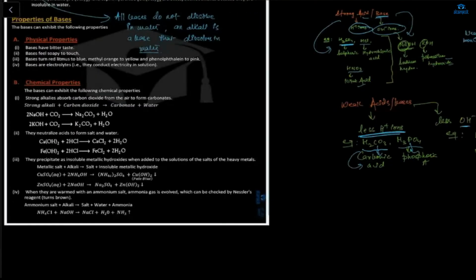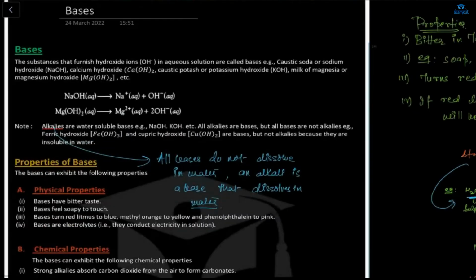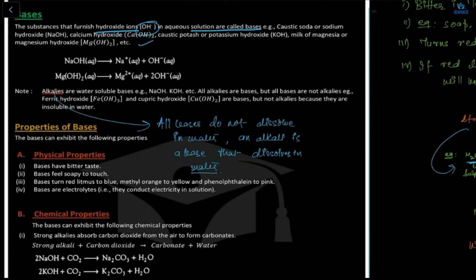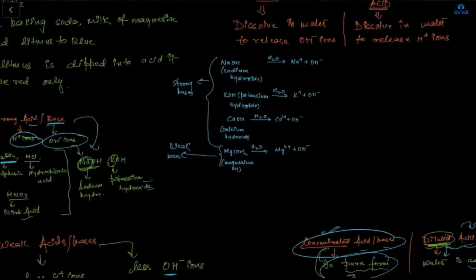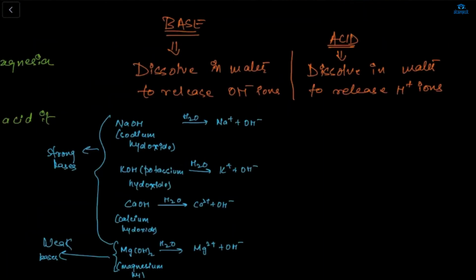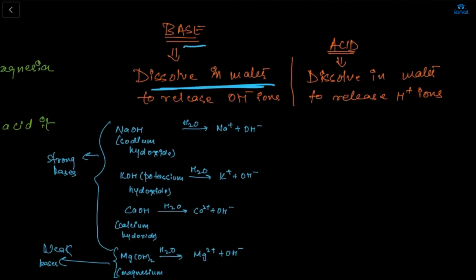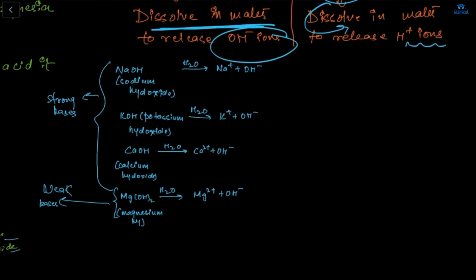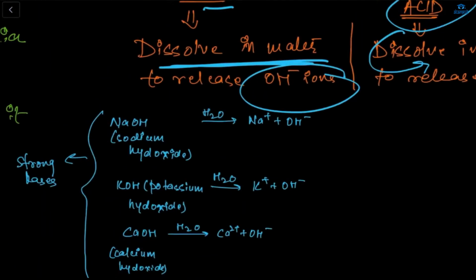Now let's go through these notes. What are the bases? The substances that furnish hydroxide ions, the OH minus, in the aqueous solution are called bases. Like NaOH, Ca(OH)2, which I've already discussed. Bases are dissolved in water to release OH minus ions. And acids are dissolved in water to release H plus ions. So what are the chemical equations of the bases? This is an example of a base, sodium hydroxide.